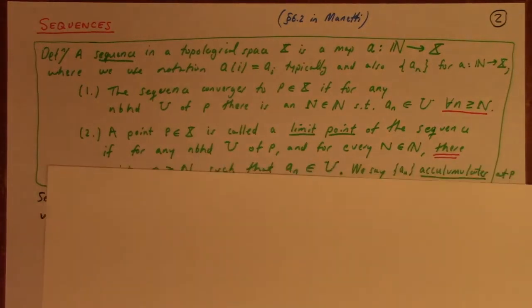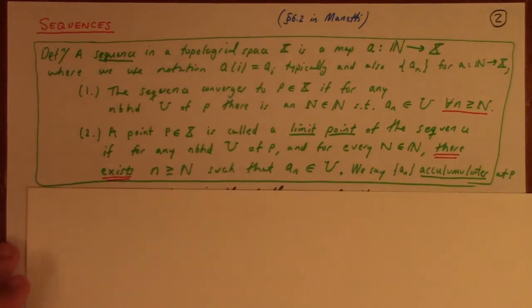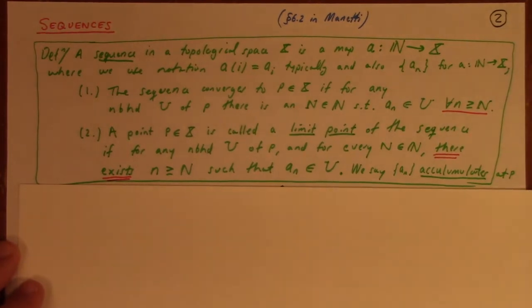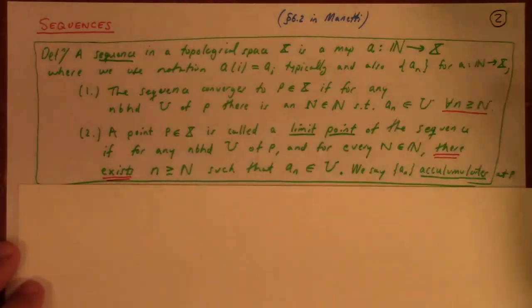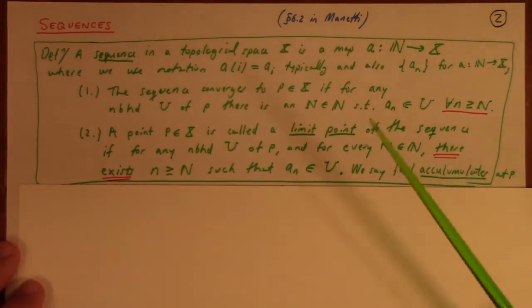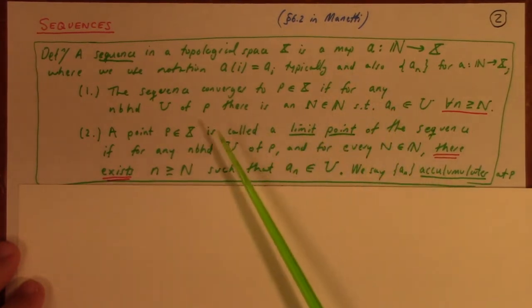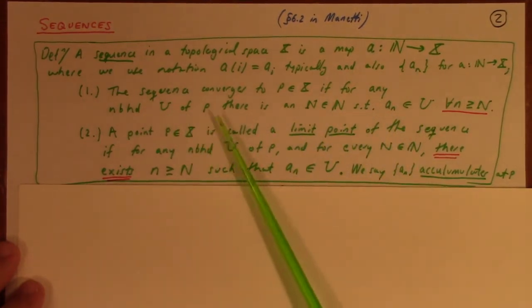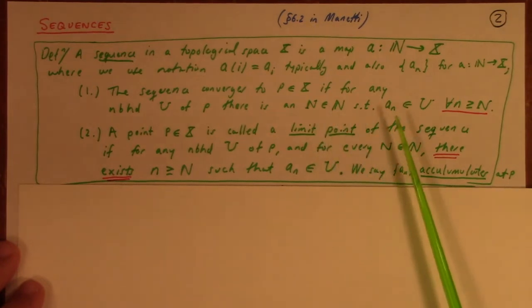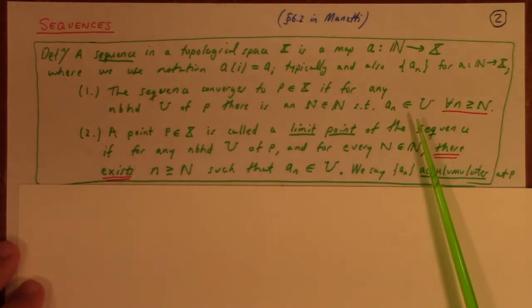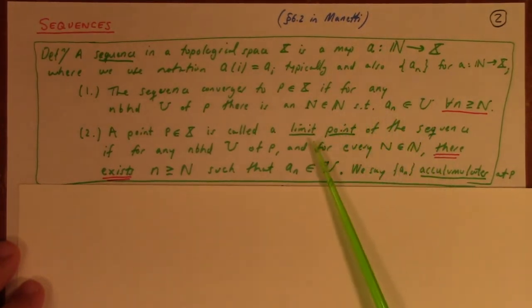And here we go, sequences. So what is a sequence? A sequence in a topological space X is a map from the natural numbers to the space. All right. And a sequence, you can talk about a sequence converging to a point, right? That means that for any neighborhood U of the point, you can pick n sufficiently large so that the whole tail of the sequence is in the open set, right?